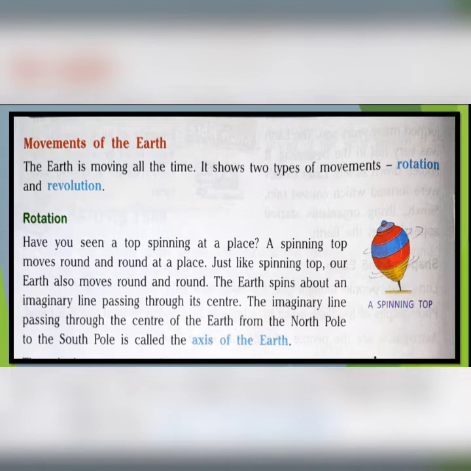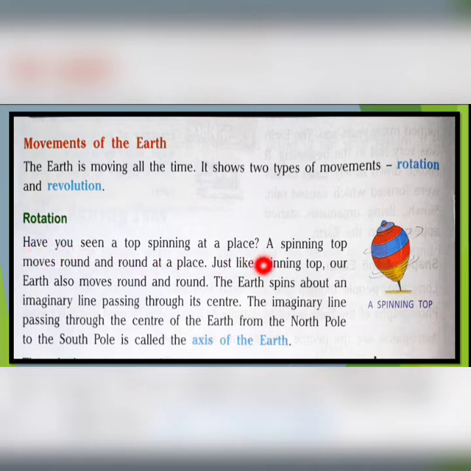As we know, the Earth is moving all the time, right? That's why day and night occur. And our Earth shows two types of movements, rotation and revolution. What are they? We are going to learn that. Rotation.